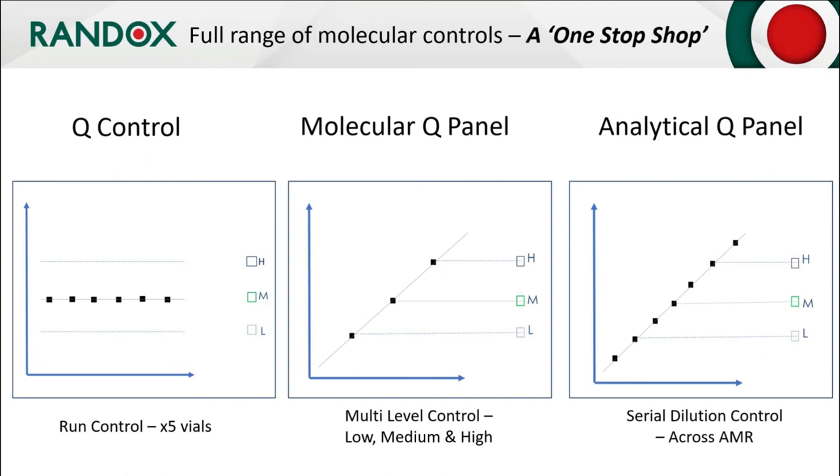We do also have serial dilution kits, analytical Q panels, and these have been very important during COVID. Obviously, there have been lots of new assays, lots of new tests, and lots of new machines being implemented. We have serial dilution kits for most analytes, including COVID, and they've been vital for validation and verification as new instruments and assays have come online in sites.